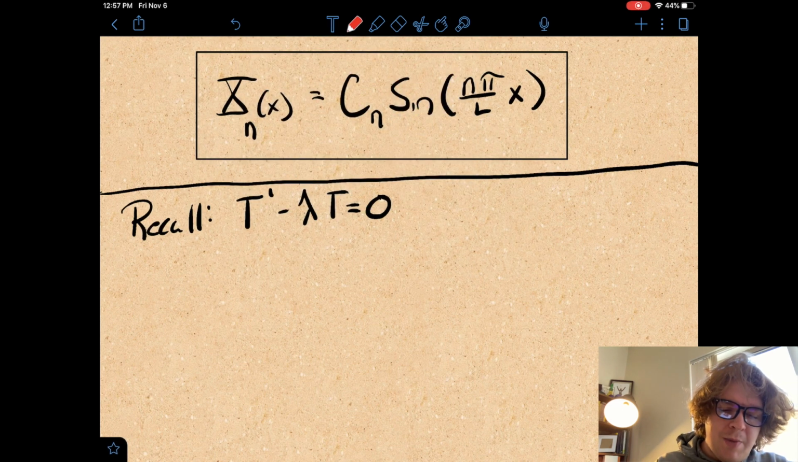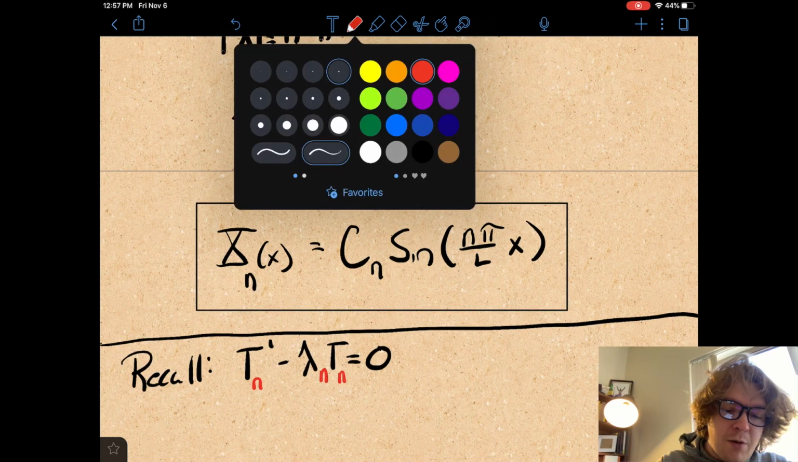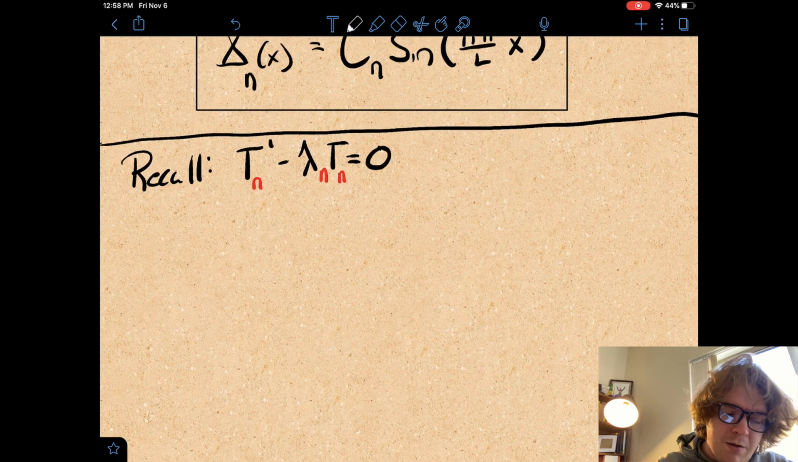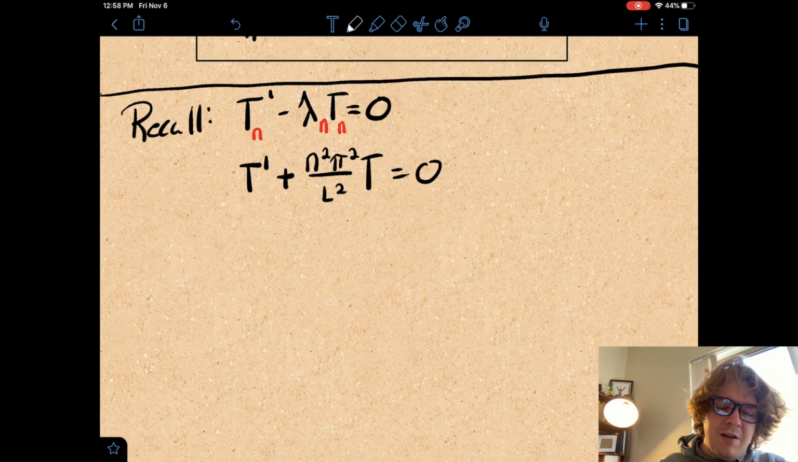But we just did a whole bunch of math, and we found the only values of lambda that make sense. Those were the values of lambda that we found up here, negative n squared pi squared over L squared. But because lambda depended on n, now t is also going to depend on n. So you can substitute that value of lambda back in, and what you end up with is t prime plus n squared pi squared over L squared times t equals 0. This is a first order linear differential equation with constant coefficients.